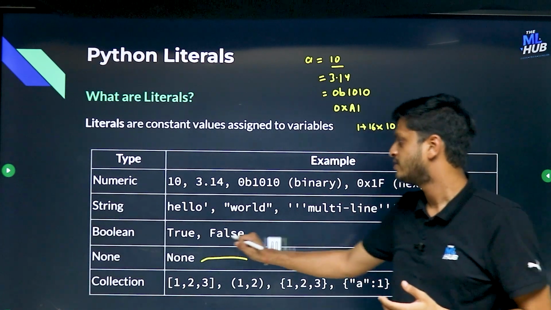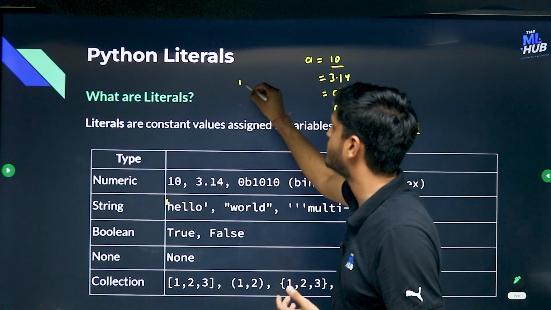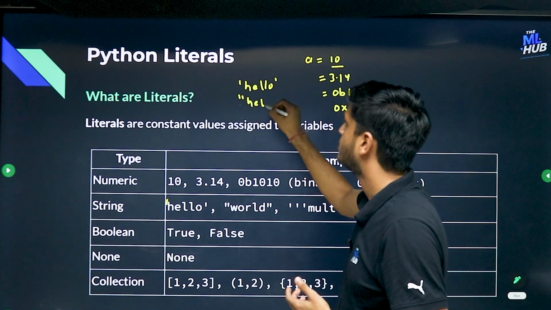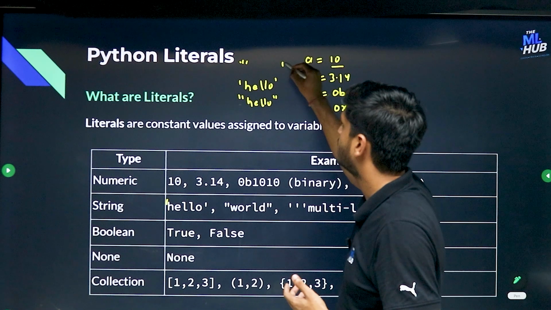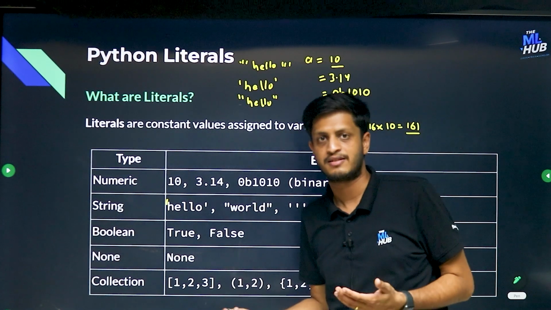Next is strings. So you can write strings using single quotes in Python. A single quote string is allowed. You can write strings using double quotes, and you can write strings using triple quotes also. Triple quote strings are generally used when you want to use multi-line strings.